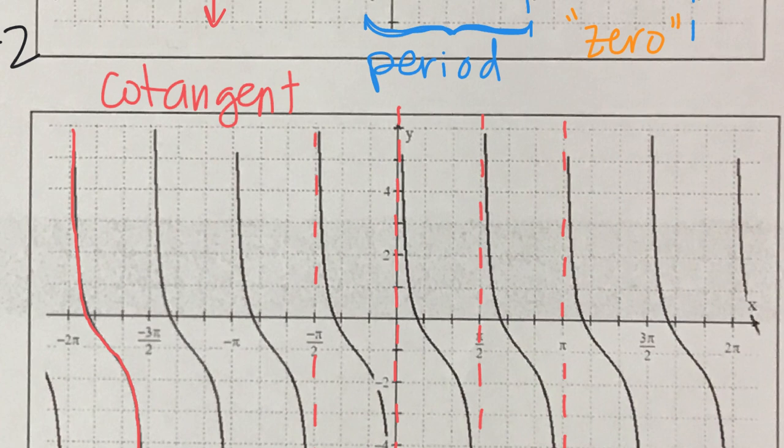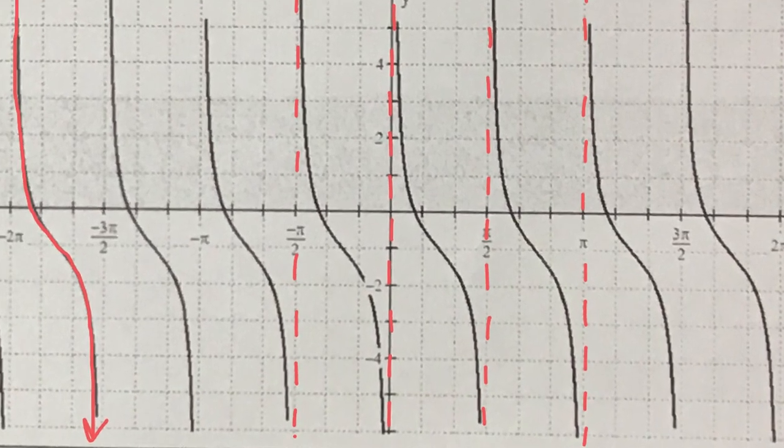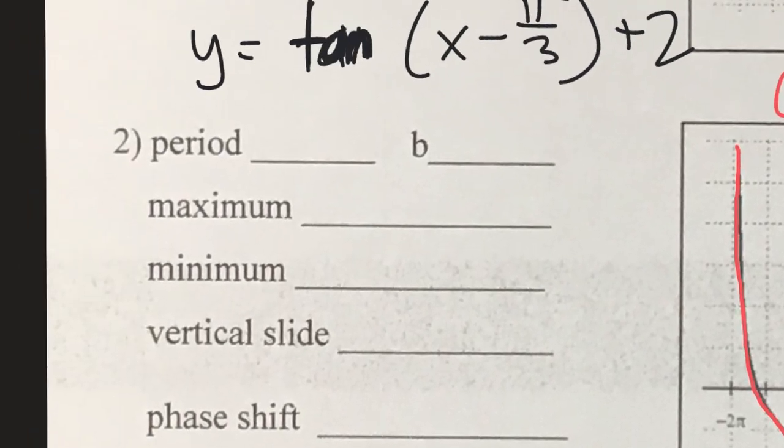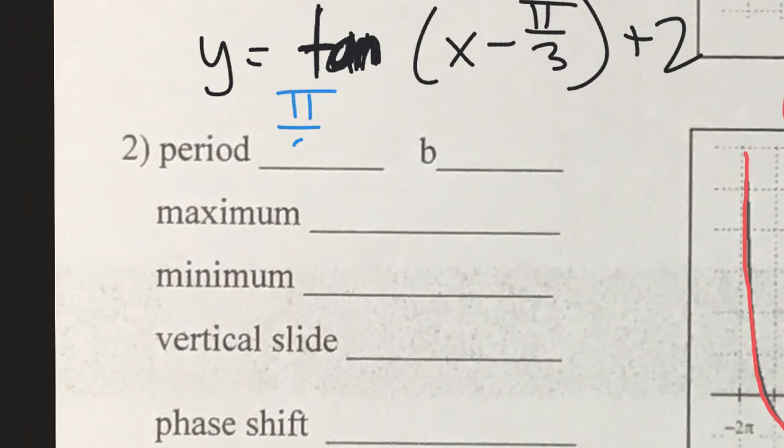So now that we've established it's a cotangent, we're going to look for our period, right? And one period is exactly 1 asymptote to the next, or 2 asymptotes. So from here to here. According to our graph, how far is that? That happens to be pi over 2. Okay, so from the left asymptote to the right asymptote is pi over 2 units. So this has a period of pi over 2.